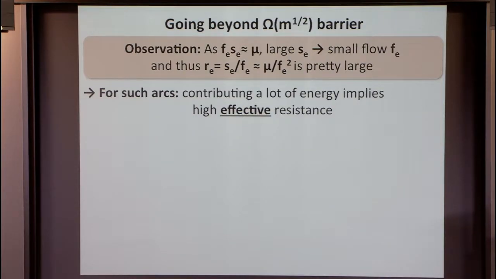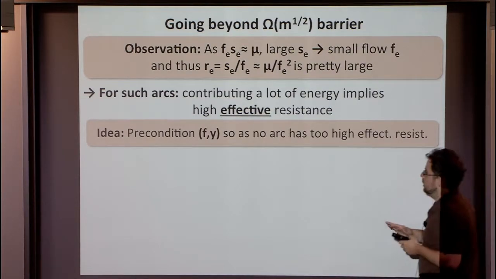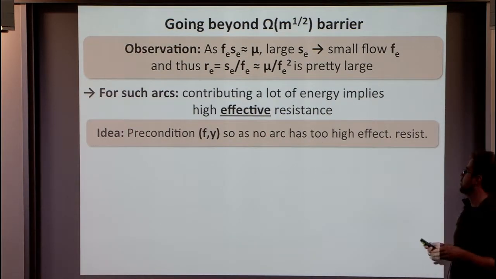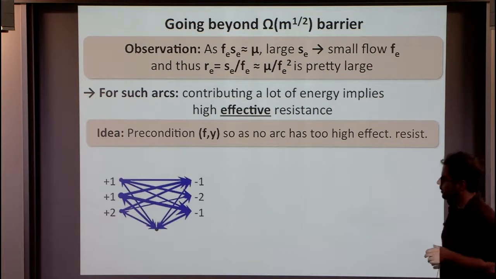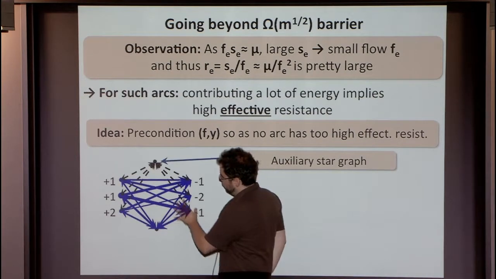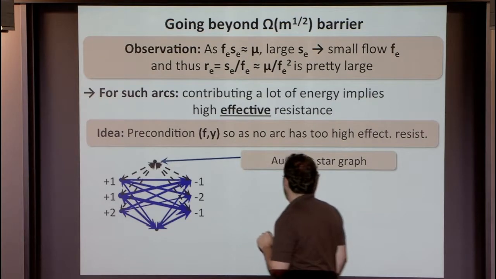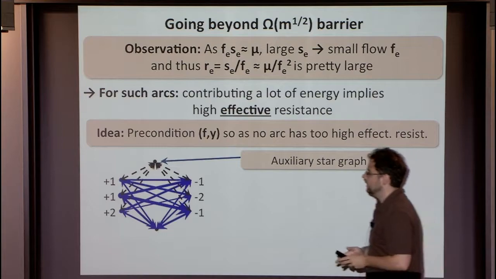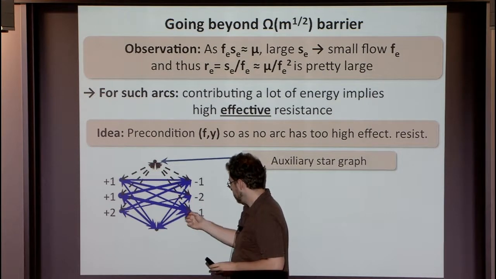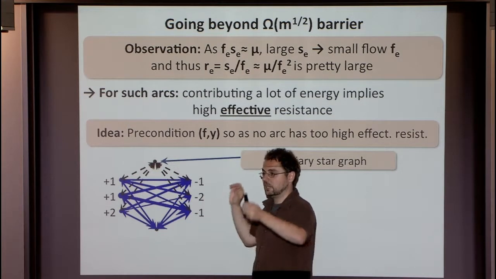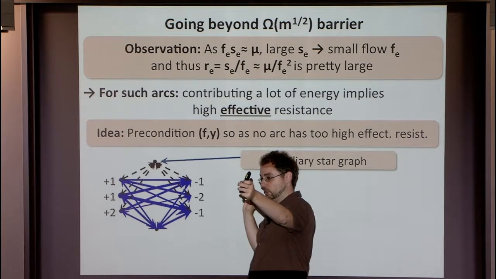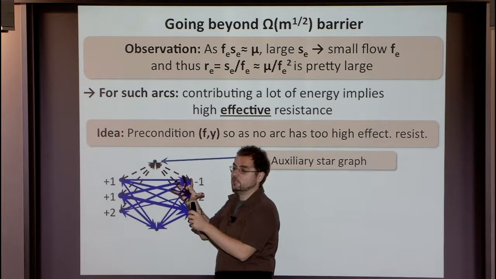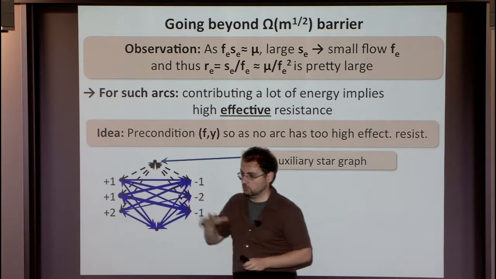And then what you do to fix that is precondition your solution in such a way that there is no arc in your solution that has large effective resistance. So the way you do it is, if this is your solution, you add another star graph here. There are some technical things that you have to do, but the idea is that you are adding additional edges just to make sure that there are no two vertices here that have high effective resistance. You are essentially smashing the effective resistance diameter of this graph by adding the star graph just to bound it.